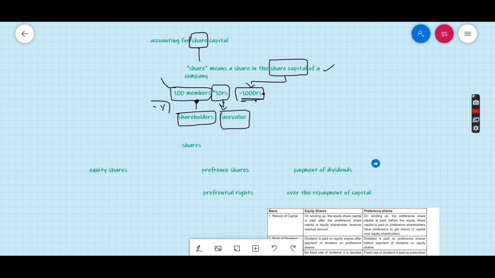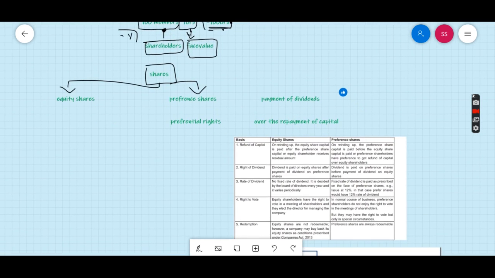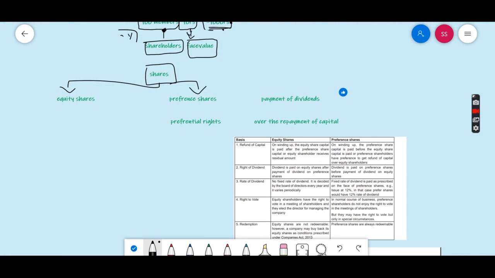Now there are types of shares. Shares are divided into two types: equity share and preference share. First we're going to discuss what is the difference between those two. Equity shares are like the owners of the company. They have the right to vote.